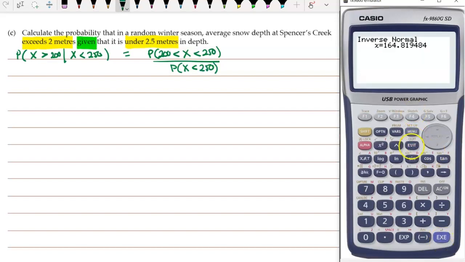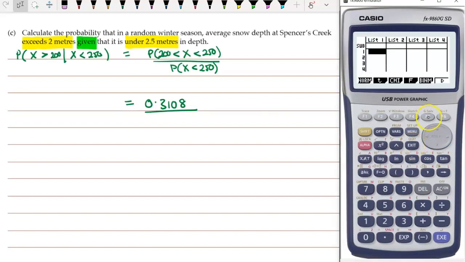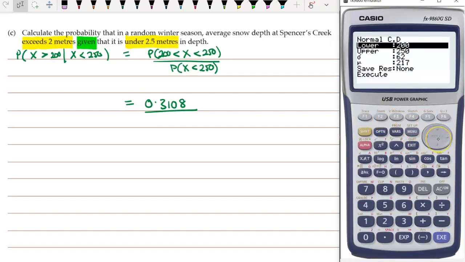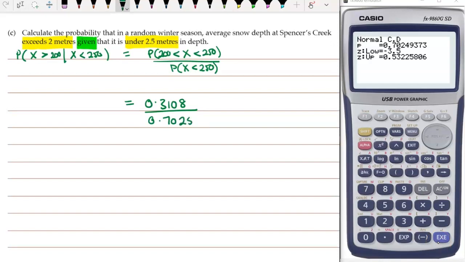All right, so back to our stats menu, distributions, normal, cumulative. The top one is we're going between two numbers, so 200 to 250. Sigma and the mean haven't changed, so they can stay as they were. And that top probability is 0.3108. We're going to divide it by the bottom one, which is if we do our cumulative, but we are going for the lower bound would be 0, getting no snow, and then the upper is 250. So between 0 and 250 centimeters, we've got 0.7025.